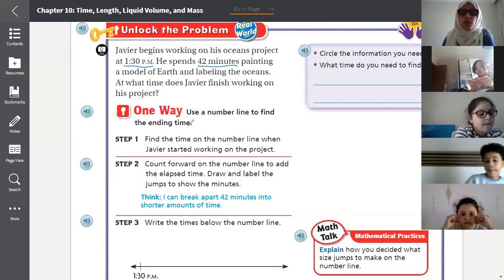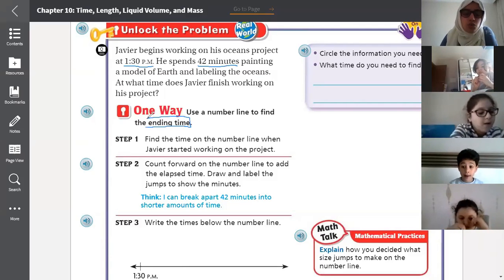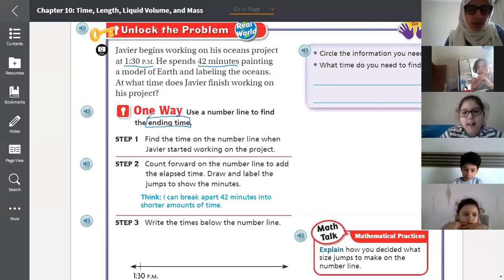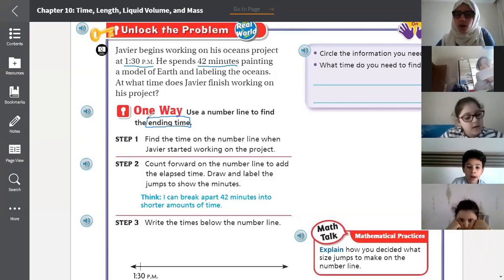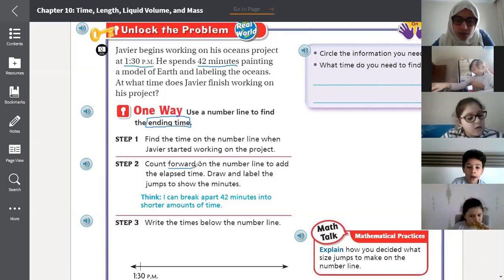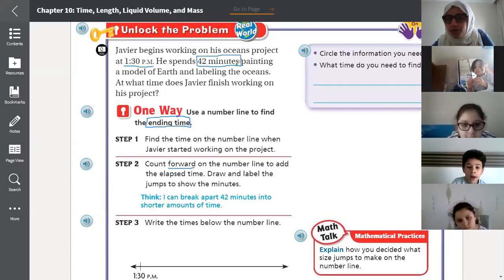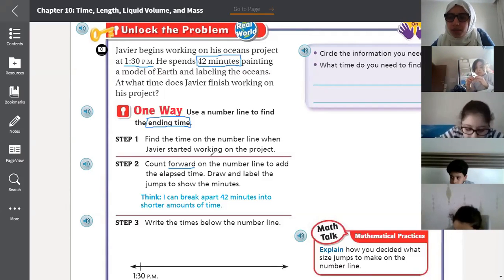So here we are going to use a number line to find the ending time. So the question here is asking us to figure out when the activity ended. To find the time on the number line, we need to know when Javier finished his project. To do that, we are going to count forward on the number line. And here they gave us 42 minutes. 42 minutes is the elapsed time of the activity. So it's how long the activity lasted or how many minutes it took.